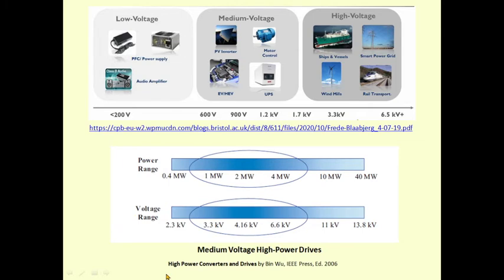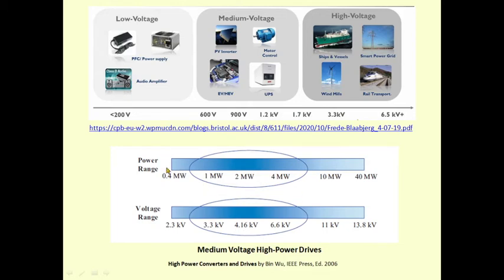Another professor who is a very good professor is known by the name of Bin Wu. In his book, he has given his range of medium voltage high power drives. Professor Blabjer and Professor Bin Wu, they are two pioneers of this power electronics field. So in this, his range of medium voltage was 2.3 kilovolts to 13.8 kilovolts, and high power was 0.4 megawatt to 40 megawatt. This was the range by Bin Wu.